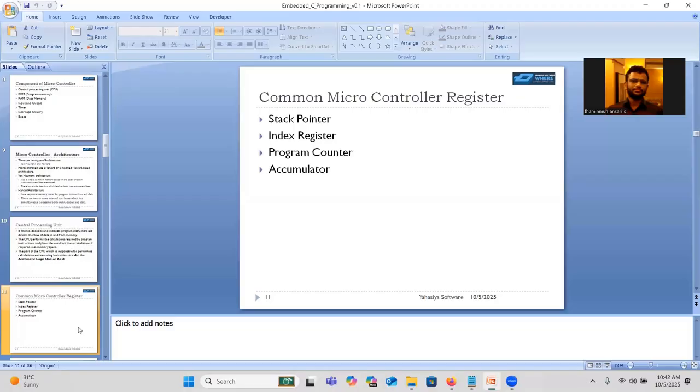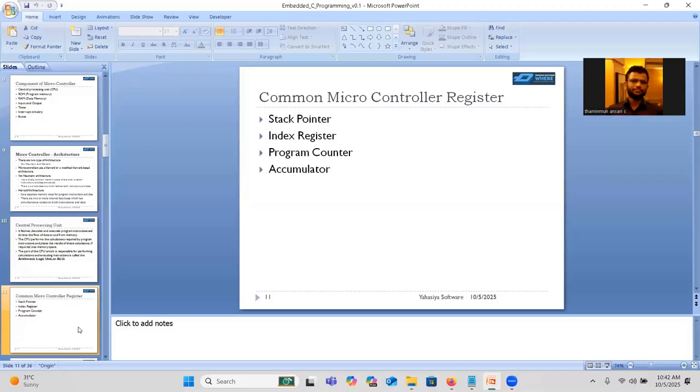Then a program counter. The program counter will point to the instruction to be executed next. I believe you know this, since we are studying engineering, right? When we study microcontrollers, or even any programming language, they explain the program counter. The program counter will have the address of the next instruction to run. That is what it has, so that is a separate register that we have.